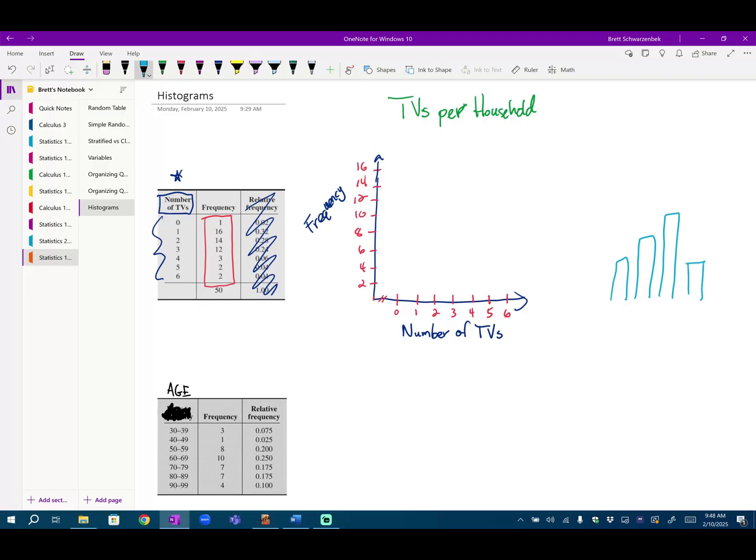You're going to see that in a bar chart, there's spacing right here between the bars, and normally we're doing qualitative data like A, B, C, D, or a category of some kind, right?